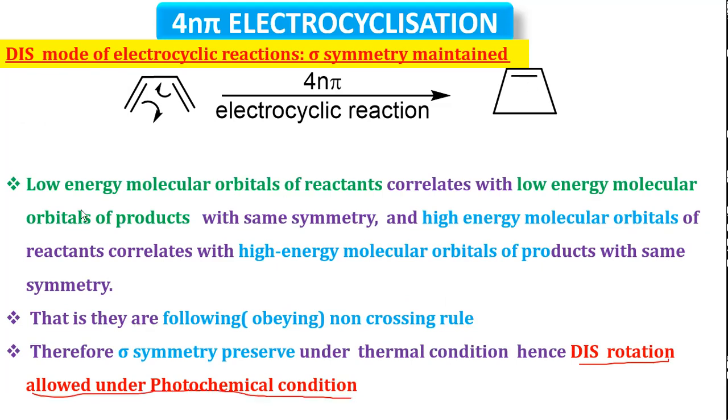So from this you can come to the conclusion: one mode of rotation for this reaction is allowed thermally, and this other mode of rotation is allowed photochemically. So friends, this is about the CMO theory of 4n pi electrocyclizations. Let's explain the CMO theory of 4n plus 2 pi electrocyclizations.